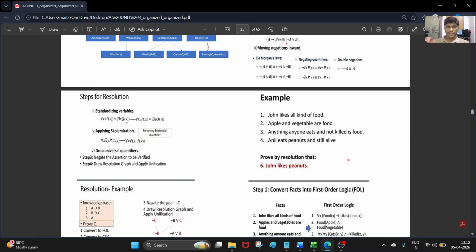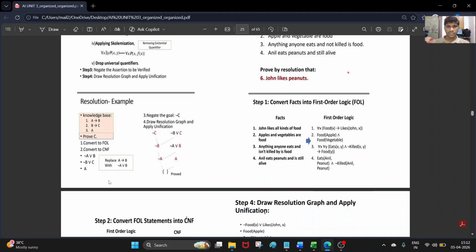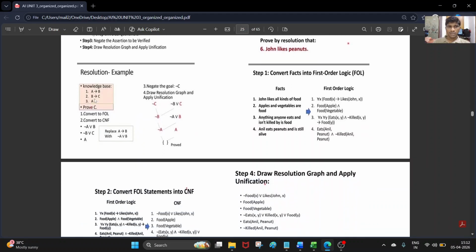Next, you have to negate the assertion to be verified, that is, you have to negate the conclusion. At last, you have to draw the resolution graph and apply unification. Right, first, let us consider an example.